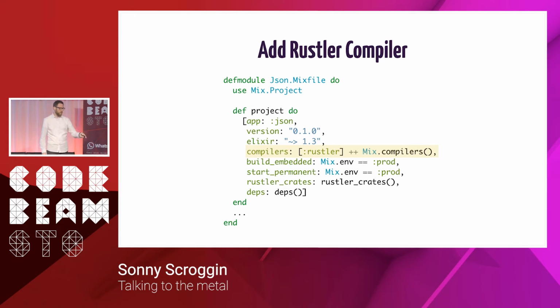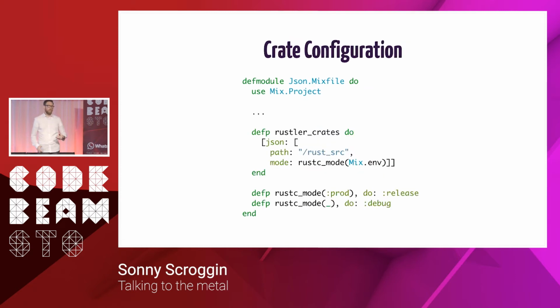And so down here we have the Rustler crates. We just specify here's the path where the source code exists. We can specify the mode. When you're in development, you probably want your NIF to compile as quickly as possible so that you're not sitting there for days whenever you make a change. So you can specify the mode based on the mix environment. If you're in development or test, you could use the debug mode, or if you're releasing into production, you'd want to use the release mode. That will take longer to compile, but it will make your NIF extremely fast, or as fast as possible.